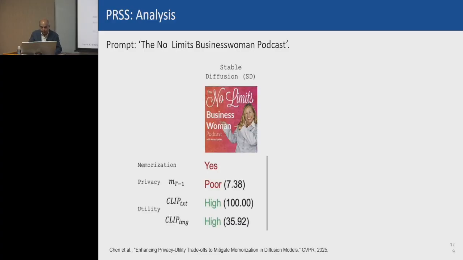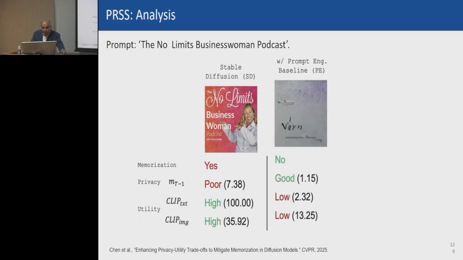If you use the diffusion model, standard Stable Diffusion, we will get this image, right? And it is exactly the same as a training image. So it has memorization. Now, privacy is not preferred because it's very high, this 7.38, so it's privacy poor. But the clip text similarity is high, the clip image similarity is high, and utility is good, but privacy is poor using this standard method.